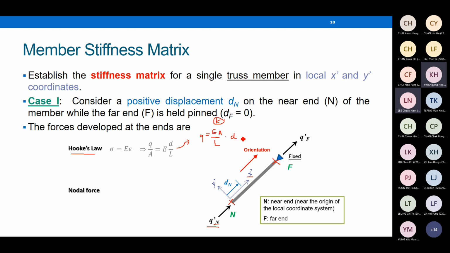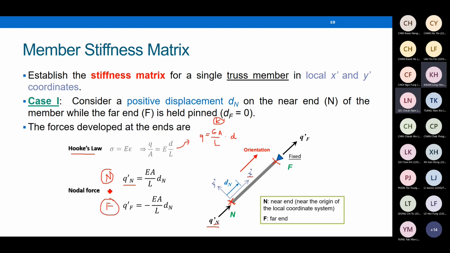You can use this equation to find out the relationship at node N and node F separately. We apply Hooke's law separately at the two nodes, node N and node F. At node N, the force Q prime N is equal to EA over L times Dn, right? At node N, the displacement is equal to Dn. The corresponding force is equal to Q prime N. They are correlated using this force-displacement relationship. Use the same equation again at the other node.